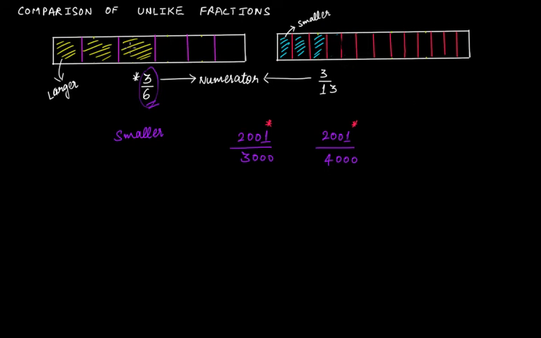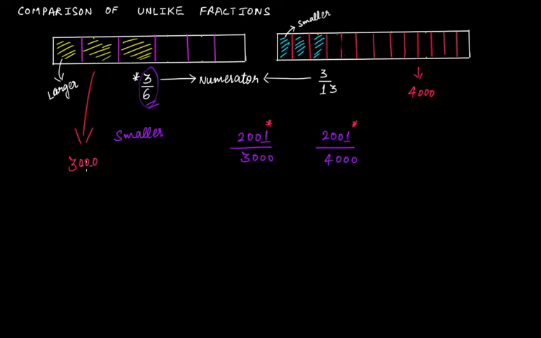This has been divided into 3000. This block has been divided into 4000 equal parts. If I consider a single portion of this block and a single portion of this block, which one will be greater? Remember, this block has been divided into 4000 equal parts and this block has been divided into 3000 equal parts. So if I talk about a single block, which one will be greater?